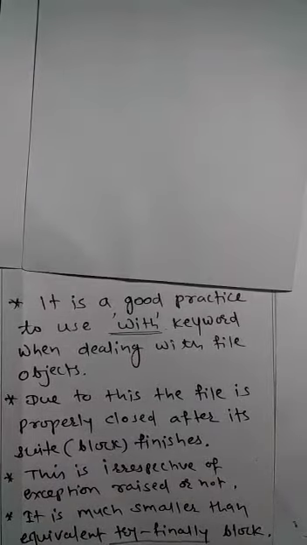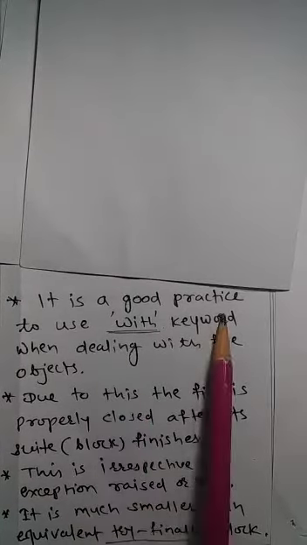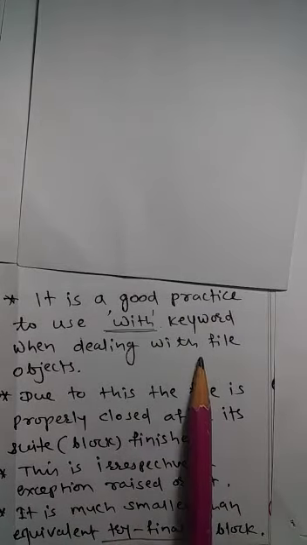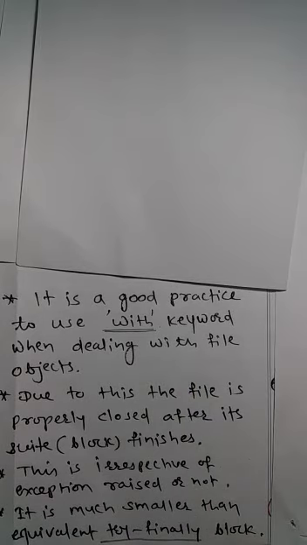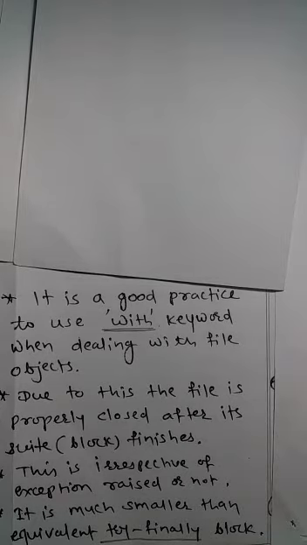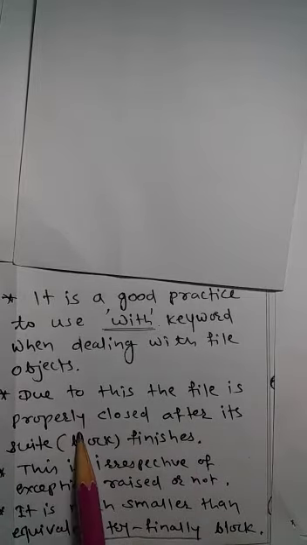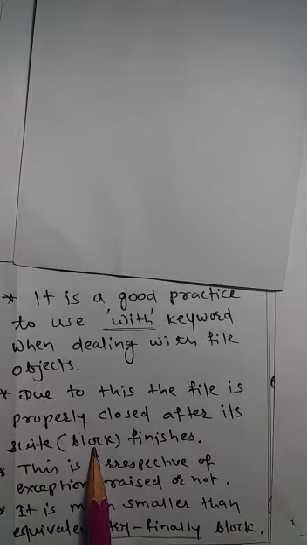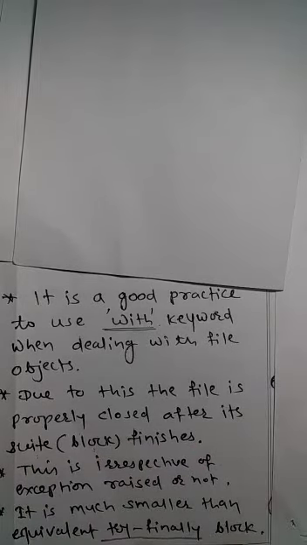So when we are dealing with a file object, here I would like to mention one important point, that it is a good practice to use the with keyword when we are dealing with file objects. Either you are reading from a file, writing to a file, or appending contents to the file, it is always good to open that file object using the with keyword. So due to this, what will happen? The file is properly closed after its suite. Now suite is another name for a block. When it finishes, after finishing the block of statements, the file will be closed.